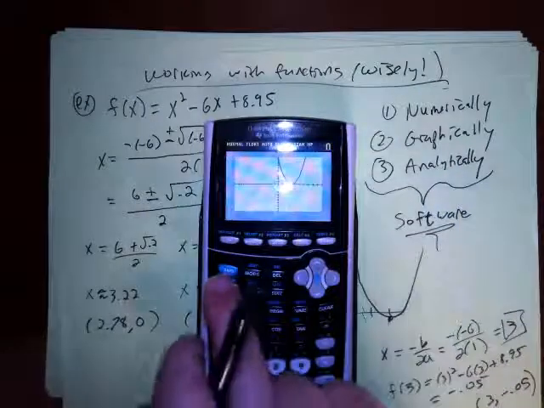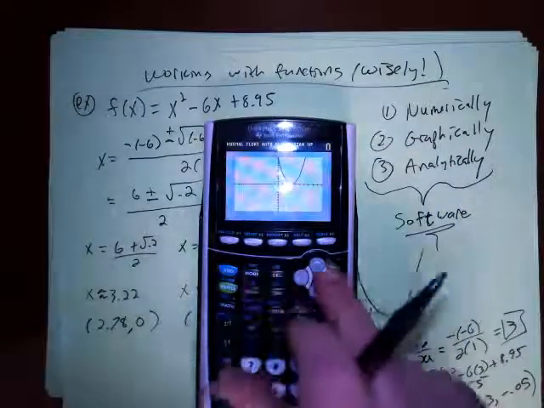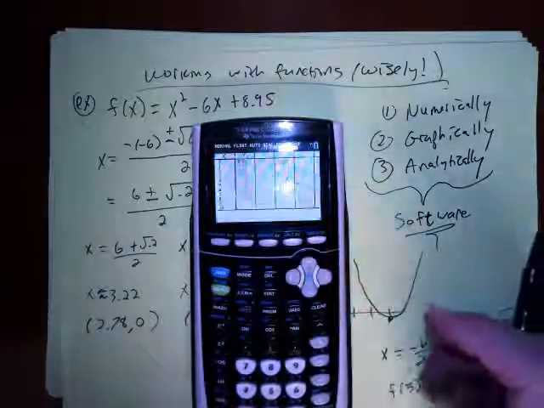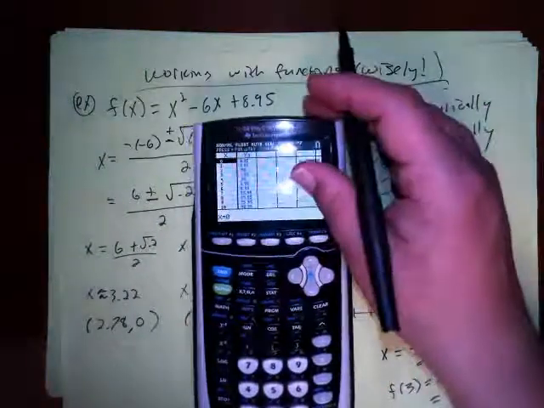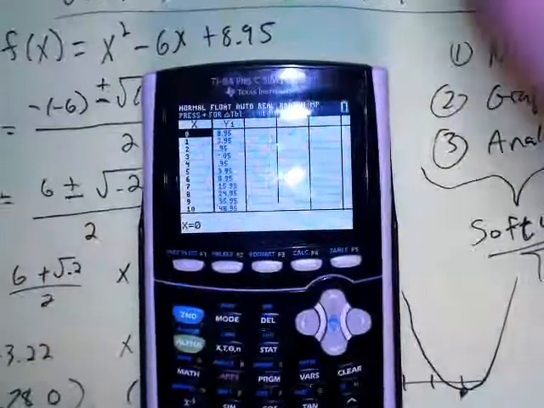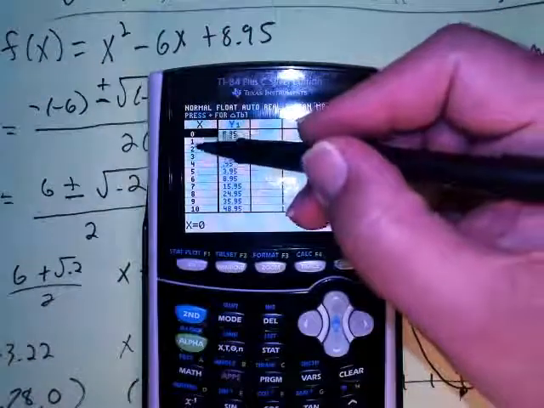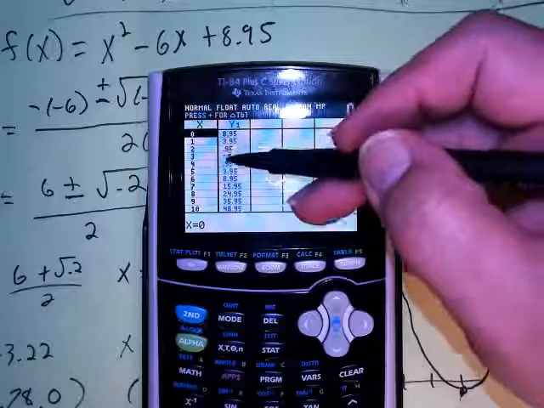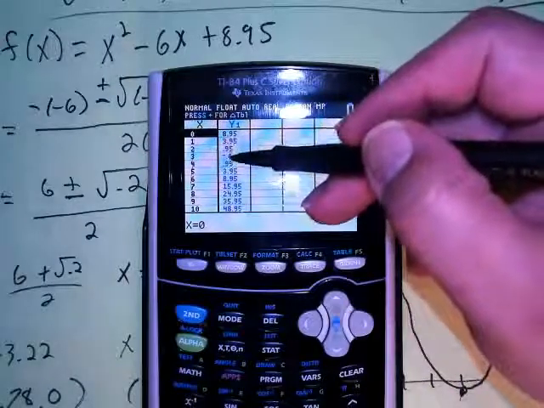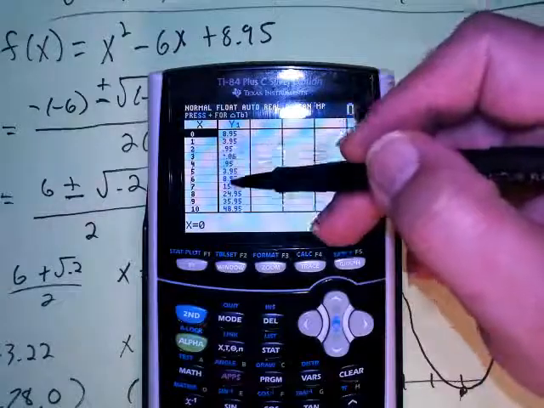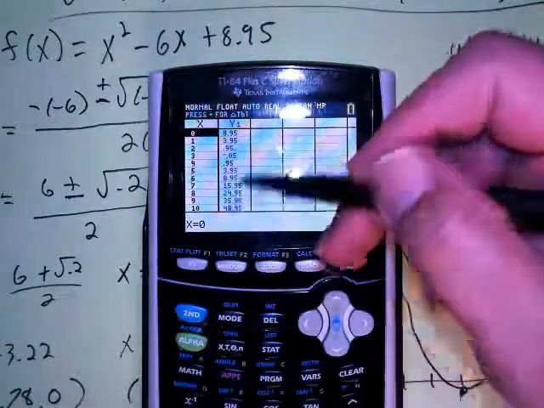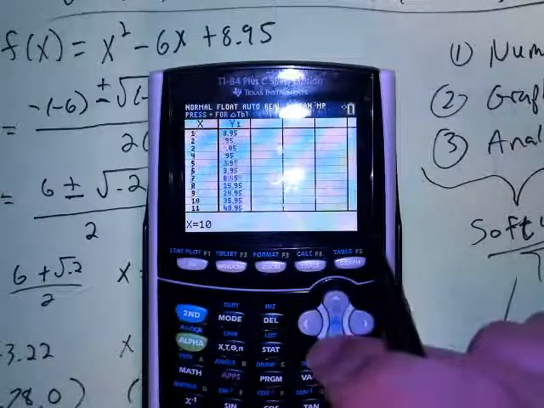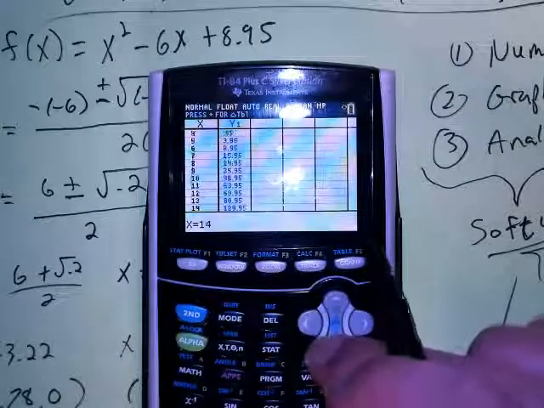If I do the standard table, the table is right above the graph button here. So second graph, and this is a table. You can see these are x values, and they're going up by 1: 0, 1, 2, 3, 4. And you can see that the 3 is like the -0.05. And then you can scroll down and just go on and see numerically the x and the y values.